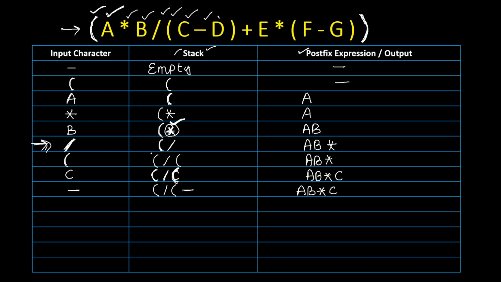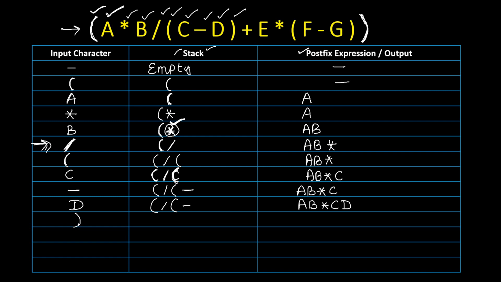Now the next input symbol is D. So D is an operand. Whenever you get an operand, directly add it to the postfix expression. So add D after C, and there is no change here. Write the contents of the stack as they are. The next one is a closing parenthesis. For the first time we got this closing parenthesis.